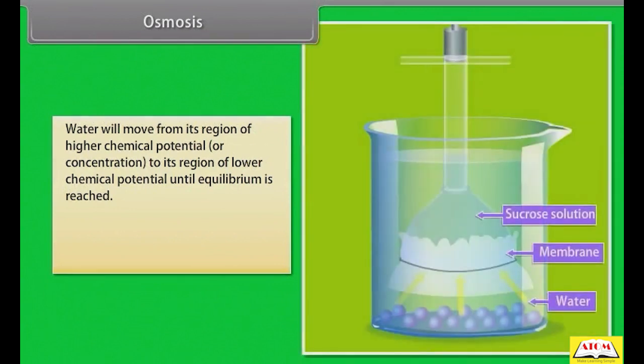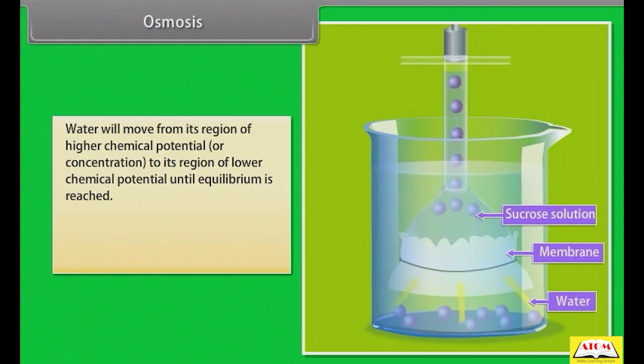Take a thistle funnel filled with sucrose solution and then keep it inverted in a beaker containing water. The solution of sucrose in water taken in a funnel is separated from pure water in a beaker through a semi-permeable membrane, such as an egg membrane. Then what will happen? We will observe that water will diffuse across the membrane to raise the level of the solution in the funnel. This will continue till the equilibrium is reached.